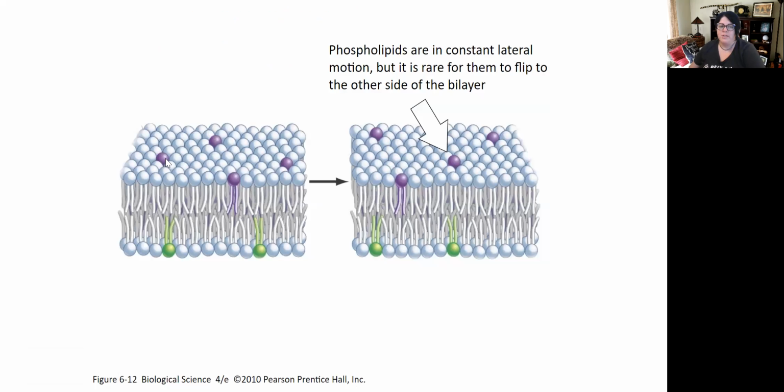One of the things that's important is to think of your cell membrane or any membranes that you see as being very dynamic. Dynamic meaning that when you look at these purple phospholipids, they're moving all over the place, but only within their layer. They can move all around in their layer, but it would be very rare for them to flip to the other layer. For example, the green ones will never flip into the layer with the purple ones.